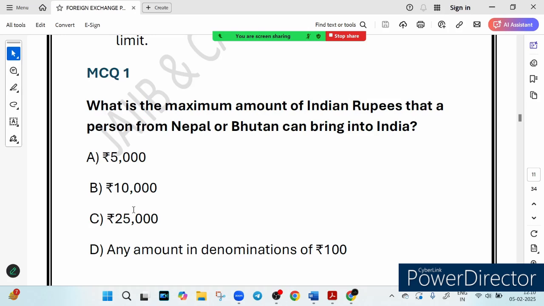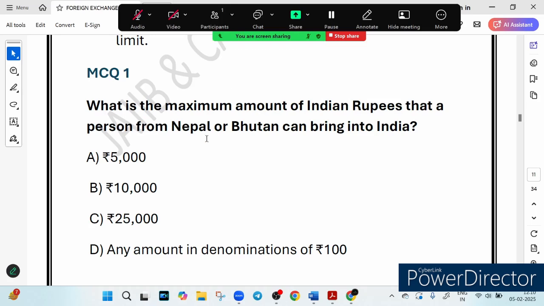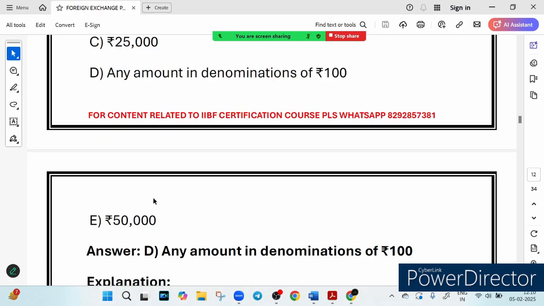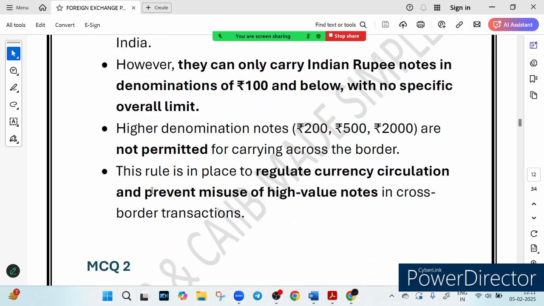Option B says 10,000. This is also incorrect. Option C says 25,000. This is also incorrect. Option D says any amount in the denomination of 100. Yes, correct. According to the RBI guideline, people traveling from Nepal and Bhutan can bring Indian rupees into India without a specific overall limit, but it should be only in denomination of rupees 100. Higher denomination notes like 200, 500 or 2000 are not allowed. So this helps regulate currency movement and prevent misuse of large denominations in cross-border transactions. That is the point. And option E is 50,000. This is also wrong.